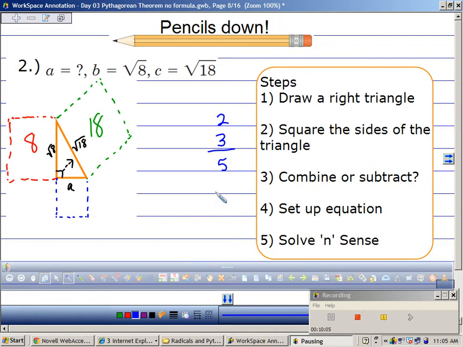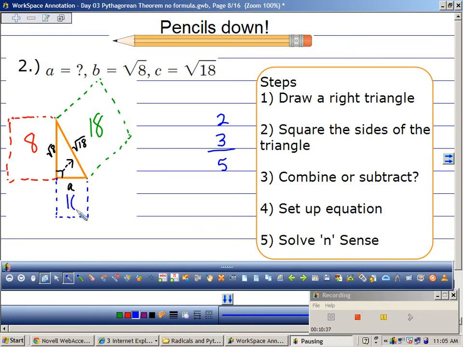So 8 plus what makes 18? 10. Or 18 minus 8 makes 10. Correct? So my whole point is, if you want the big one, you have to add the 2 little ones. If you want a small one, you have to take the big one and subtract the other small one to get the small one that you want.